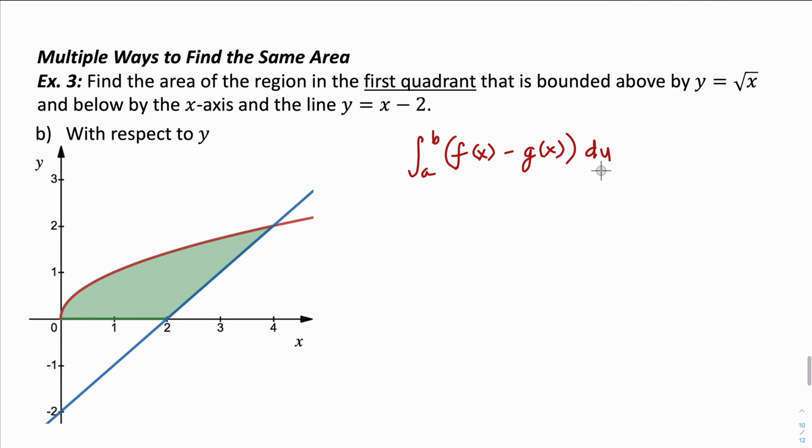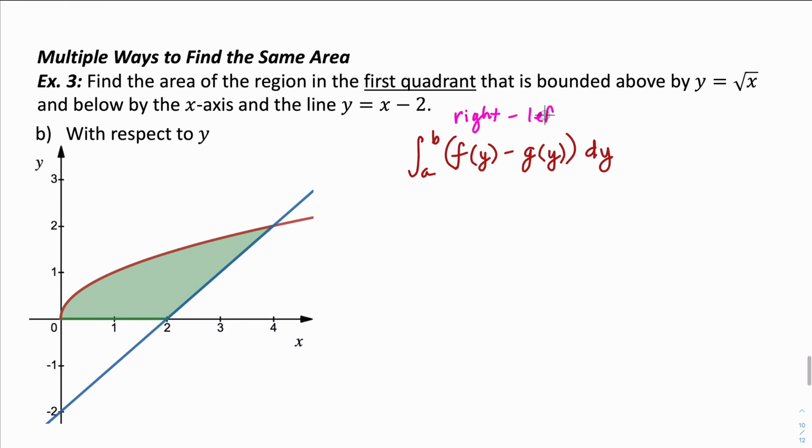If I'm going to integrate with respect to y, that means my functions have to be in terms of y, right? So now we should be looking at functions of y. So all of our variables need to be in y here. Now, if I'm doing this with respect to y, I'm no longer taking top minus bottom, but instead it's going to be right minus left. Because when we did top minus bottom, it was the larger y value minus the smaller y value. So when we're integrating with respect to y, it's going to be the larger x value minus the smaller x value.